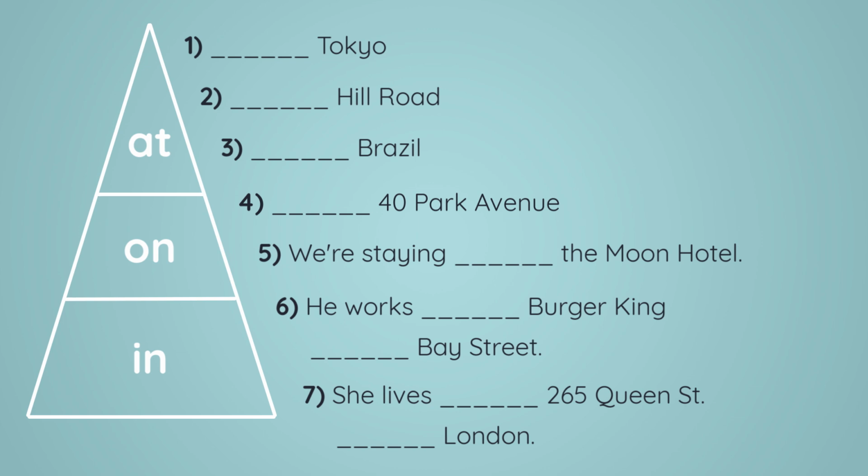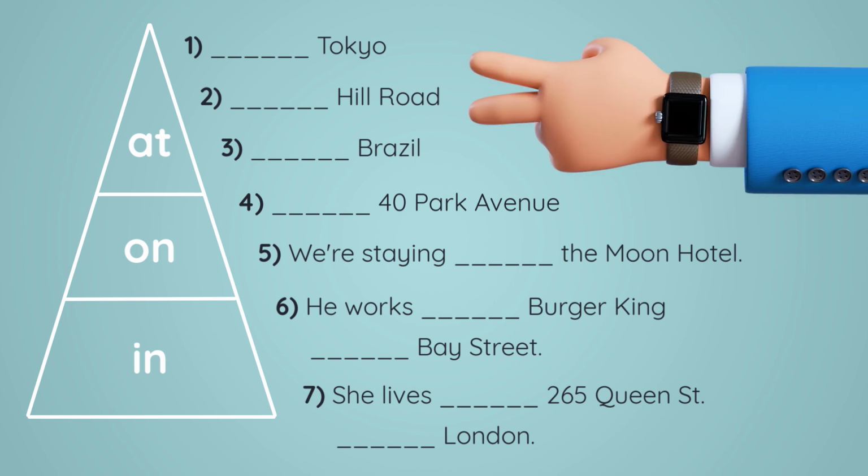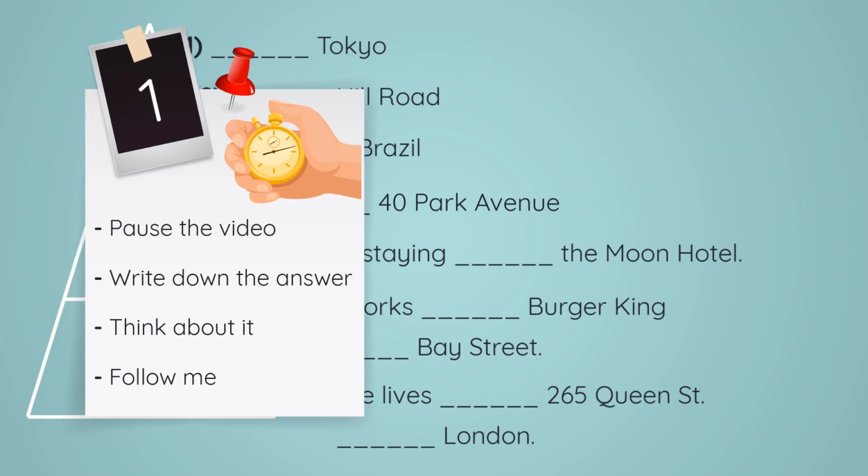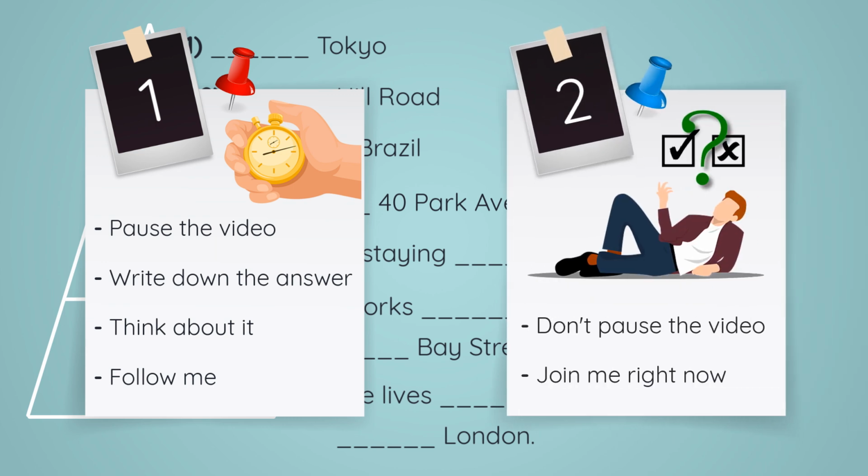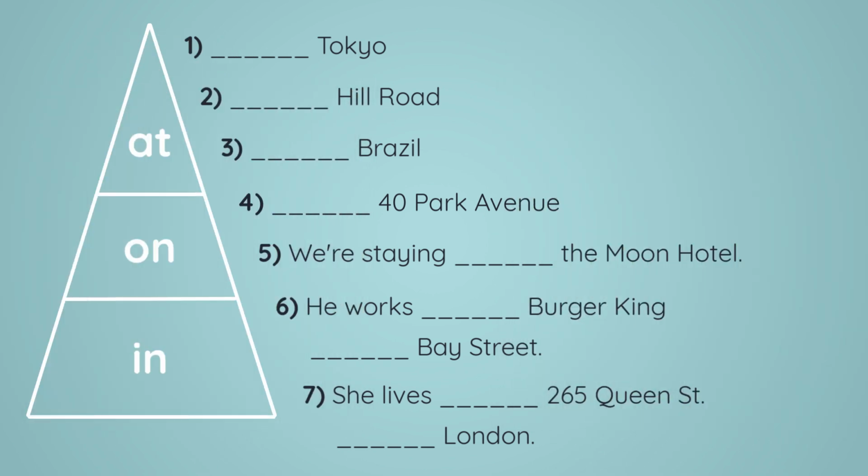Before we get started, there are two ways that you could do this with me. One is if you'd like a little more time to think about the answer, then just pause the video and you can see all of the exercises. So stop it, write down the answers, think about it, and then you can follow me as I go through it. Or if you feel like you can do it right away, then join me right now. Okay, let's get started. So again, your options are: at for something very specific, on for something a little bit wider, and in for the largest areas of all.